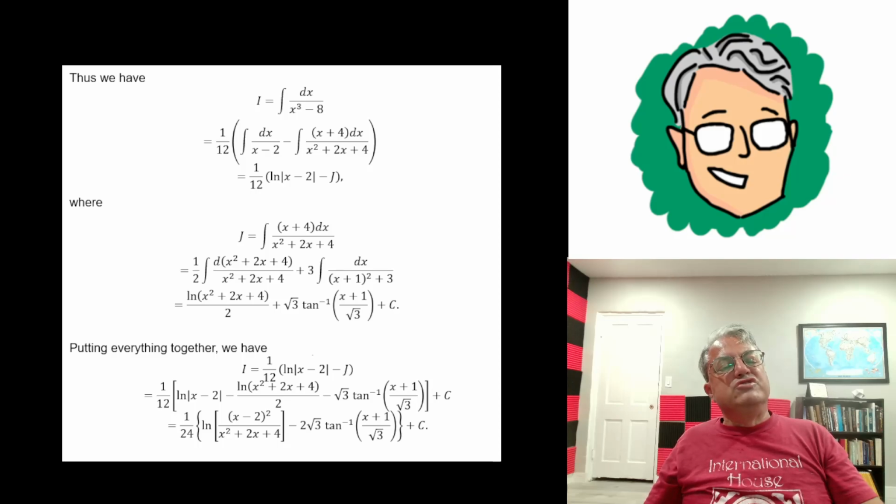square root of 3, but we have to multiply the whole thing by 3, and 3 over square root of 3 is just square root of 3, so that'll give us our second term, square root of 3 times the arctangent of x plus 1 over square root of 3.